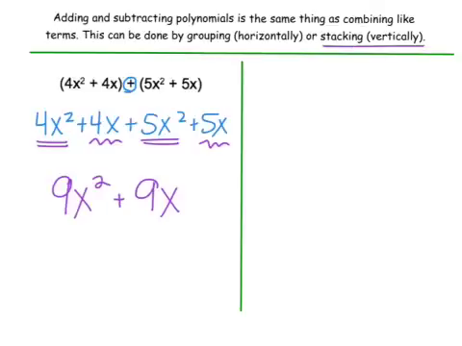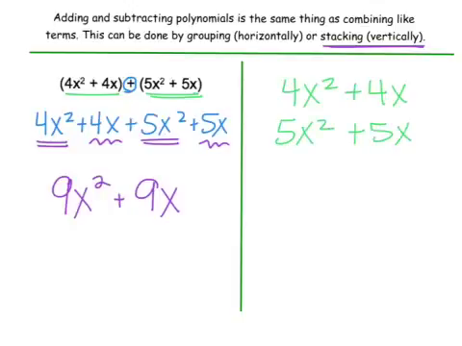Now, if we're going to stack them vertically, what you're going to do is take your first thing, 4x squared plus 4x, and put your second thing underneath with their like terms lined up. My 5x squared plus 5x. In the middle, we are adding, so we're going to add them together. This is just like our warm-up.